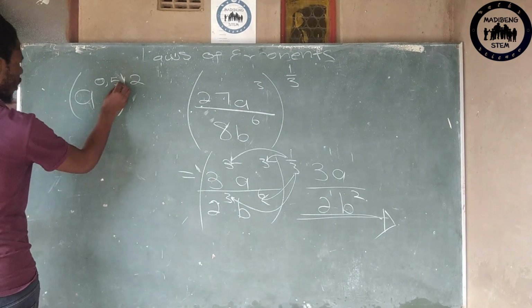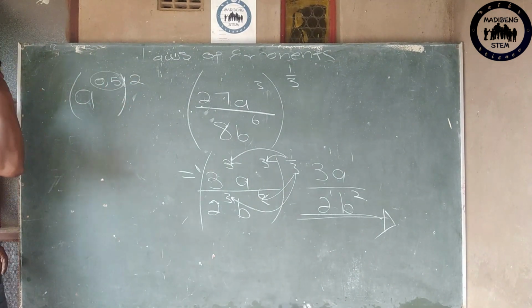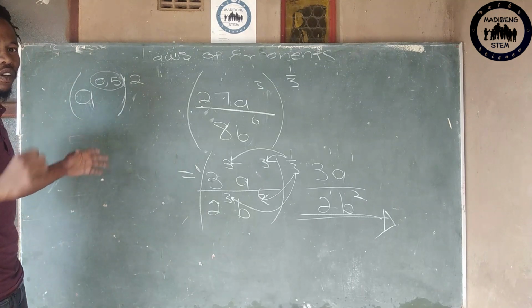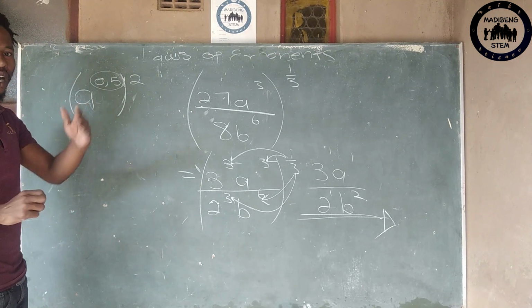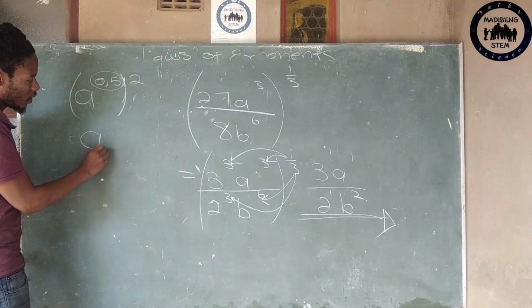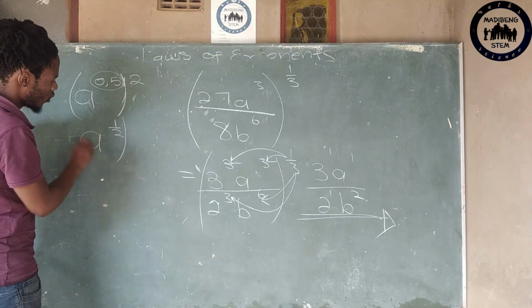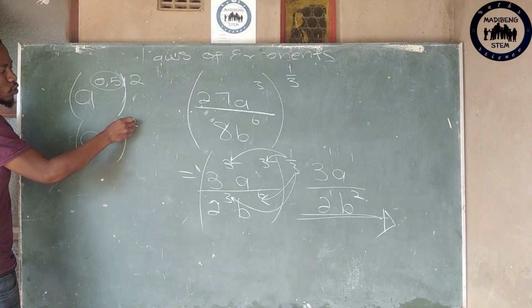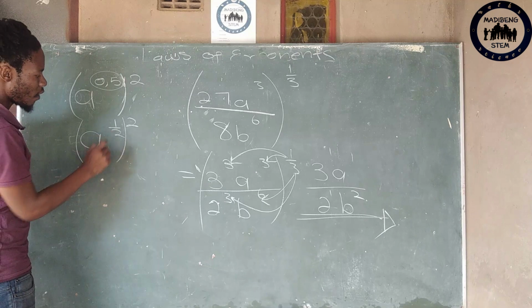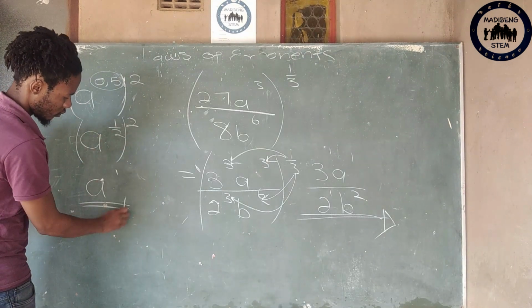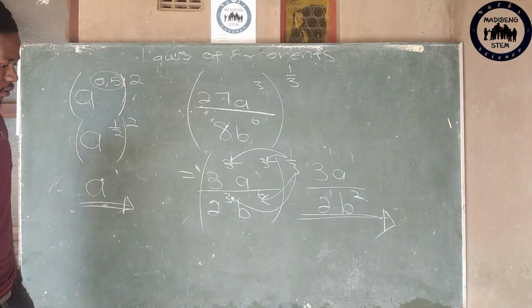So you have to change. Remember all those things. Don't be mind blocked. You have to be free when you write so that you can think out of the box. So 0,5 is 1 over 2. So you rewrite it like this so that you can multiply these two with half so that you get 1. So the answer here is a to the power of 1. This is your answer.